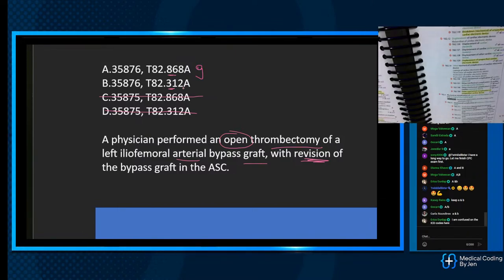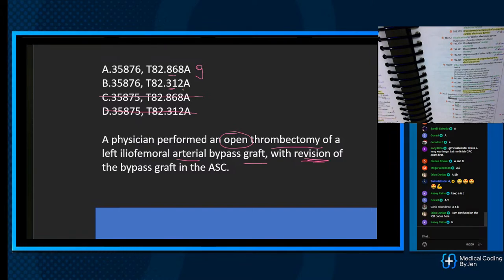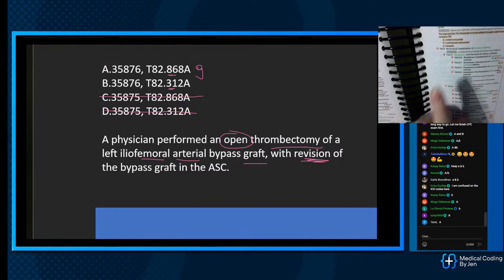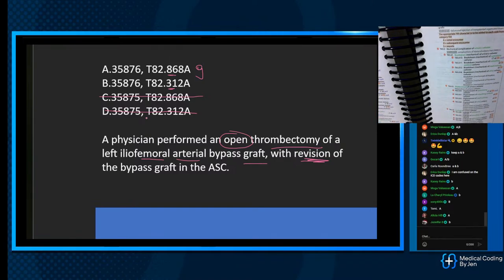And then the other one, 0.3, says mechanical device. 3.12 is mechanical femoral artery bypass graft. Are we femoral? No, we're iliofemoral. 3.12. And 8.68. 8.68 says thrombosis, vascular implants, grafts. It even has the thrombo word in it. Love it. I like A.